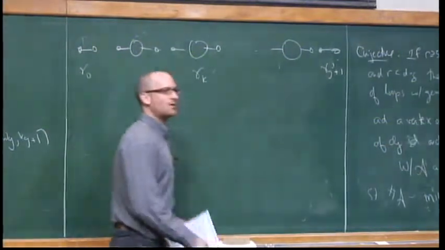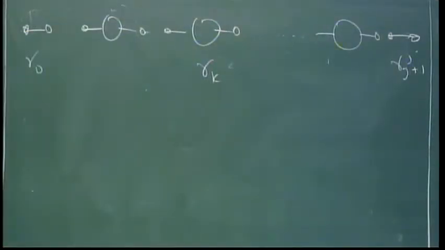And what we've shown so far is that if there's a tropical dependence, the minimum occurs twice everywhere, then the degree on gamma 0 is at least 2, and the degree on gamma g plus 1 is at least 2. And now I want to argue that the degree on each gamma k is at least 2. So let me explain why that's true.